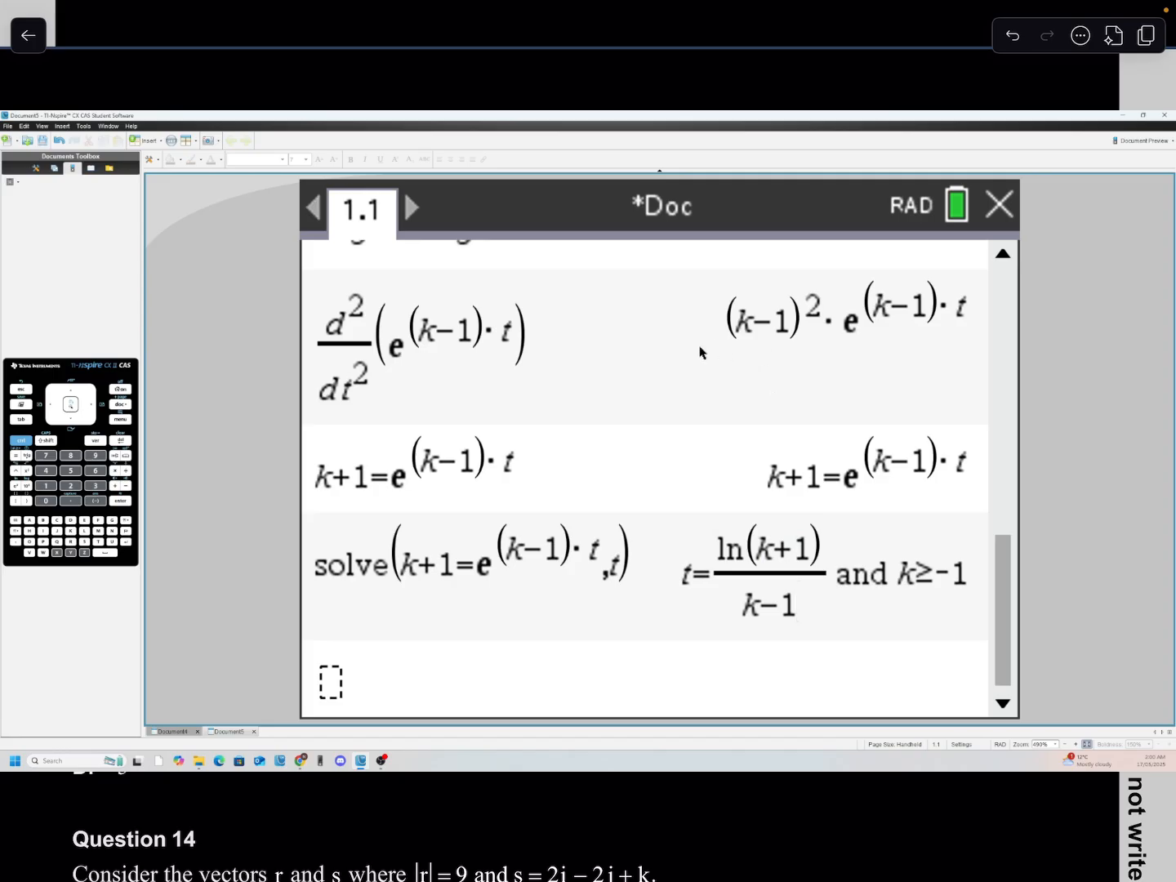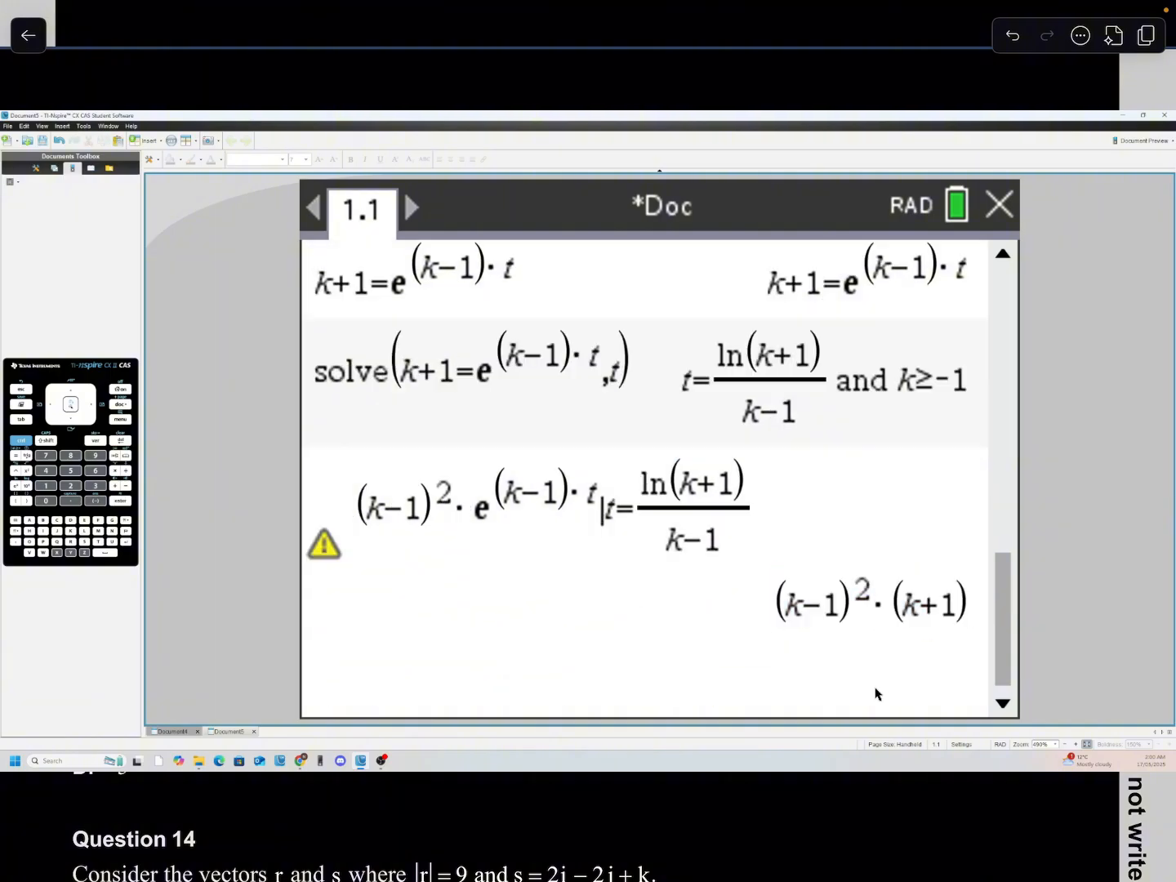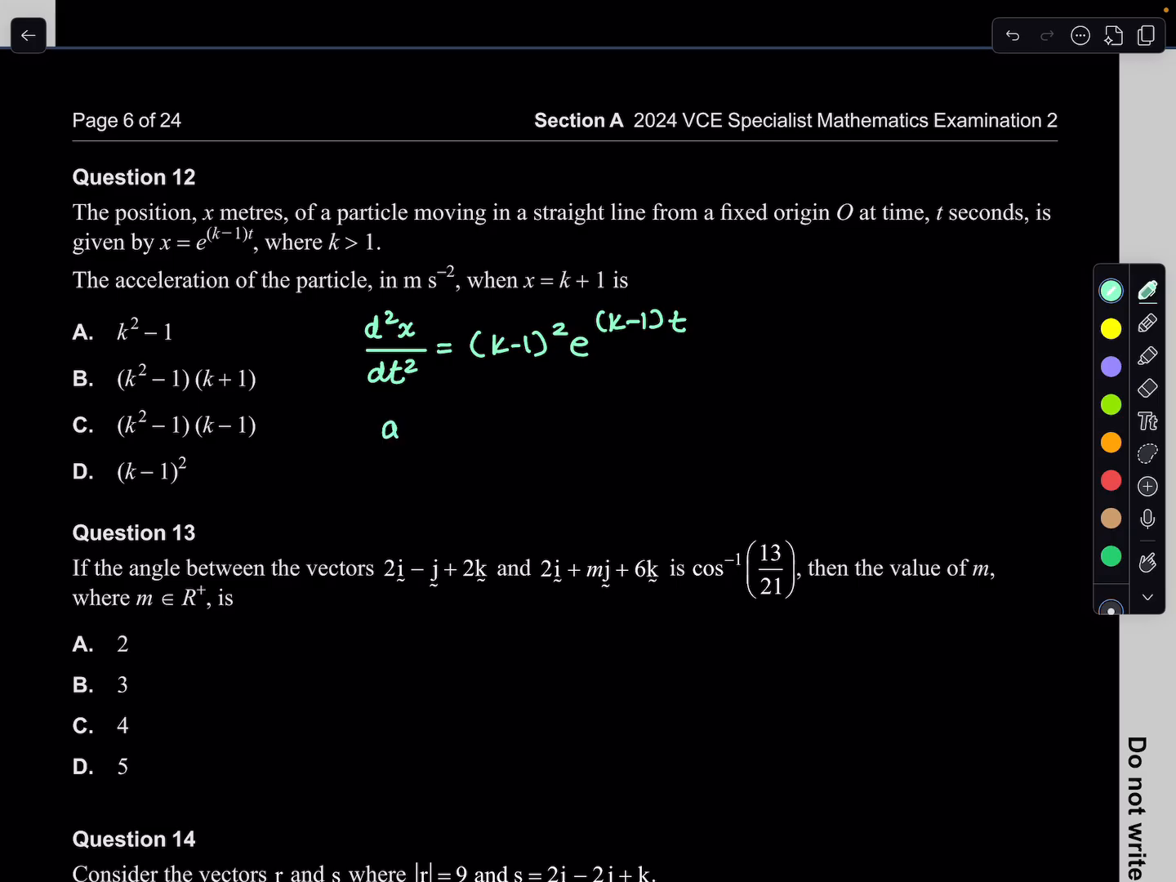You know how the acceleration formula is this? I can sub that in there to find the acceleration at x equals k plus 1, and this is your acceleration. So let's write that down. Acceleration is (k minus 1) squared times (k plus 1), which doesn't look like any of the options because this here is a difference of perfect squares. You can write it as (k minus 1) twice times (k plus 1), and we can put one pair together because it's a difference of perfect squares. That's going to be k squared minus 1, which looks like it's C, so 12C.